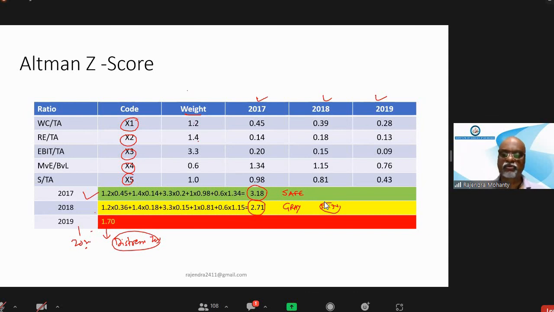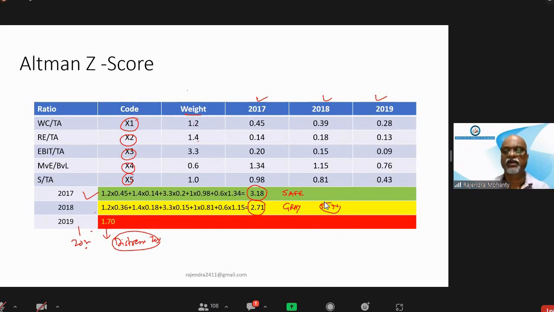So this way the question might be asked, or questions are coming. What is the range of the safe zone under the Altman Z-score? You can easily be asked, what is the range of the distress zone? Or they will give this data and ask in which year the company might face bankruptcy.